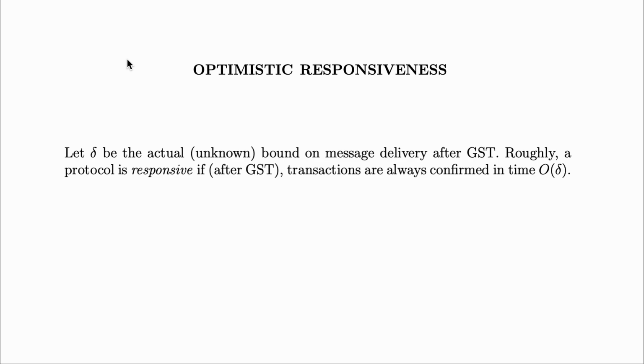Roughly, a protocol is responsive if after GST transactions are always confirmed in time order little delta. The latency, if you like, is a function of the actual message delay rather than the known upper bound. And often this could be quite important, because your known bound Delta might be set quite conservatively so as to ensure liveness. You might have set Delta to be 1 or 2 seconds, and if the actual message delay is like a third of a second, then your responsive protocol is going to have much lower latency. So that's roughly what it means to be responsive.